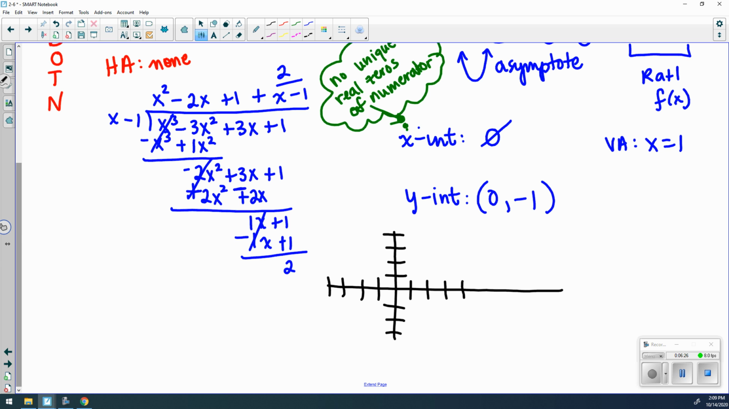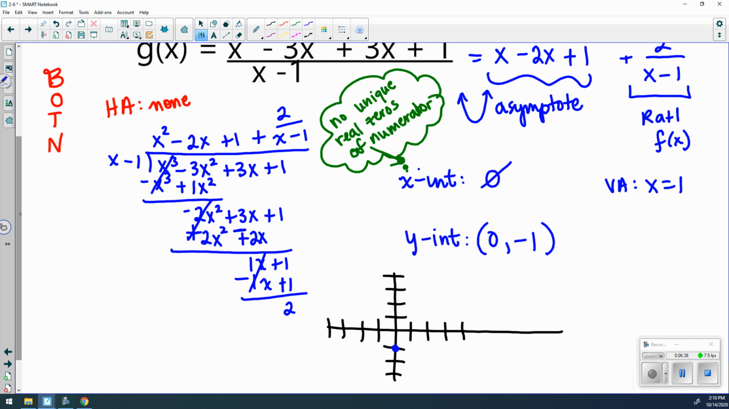What should we graph first? Let's graph our y-intercept down here. I don't have anything to graph as far as an x-intercept goes. I can put my vertical asymptote at x equals 1. X equals 1, here's a vertical asymptote. And then I just need to go and graph that parabolic asymptote.